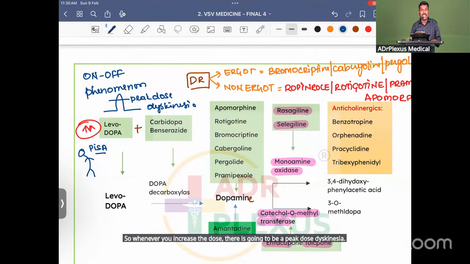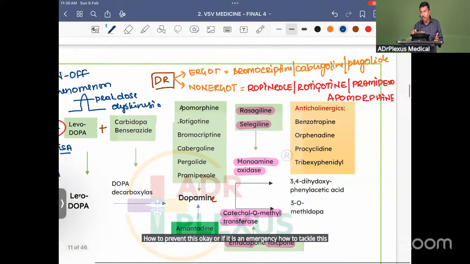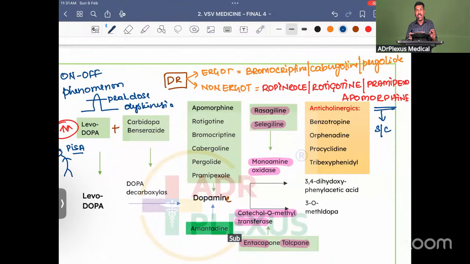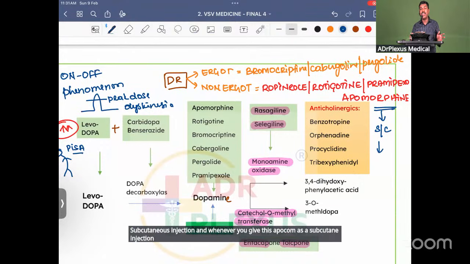How to prevent this? Or if it is an emergency, how to tackle this? We have apomorphine. This apomorphine is given as a subcutaneous injection, and whenever you give it, the patient will get relieved from the peak dose dyskinesia features, and because of this, this drug is called a rescue drug.